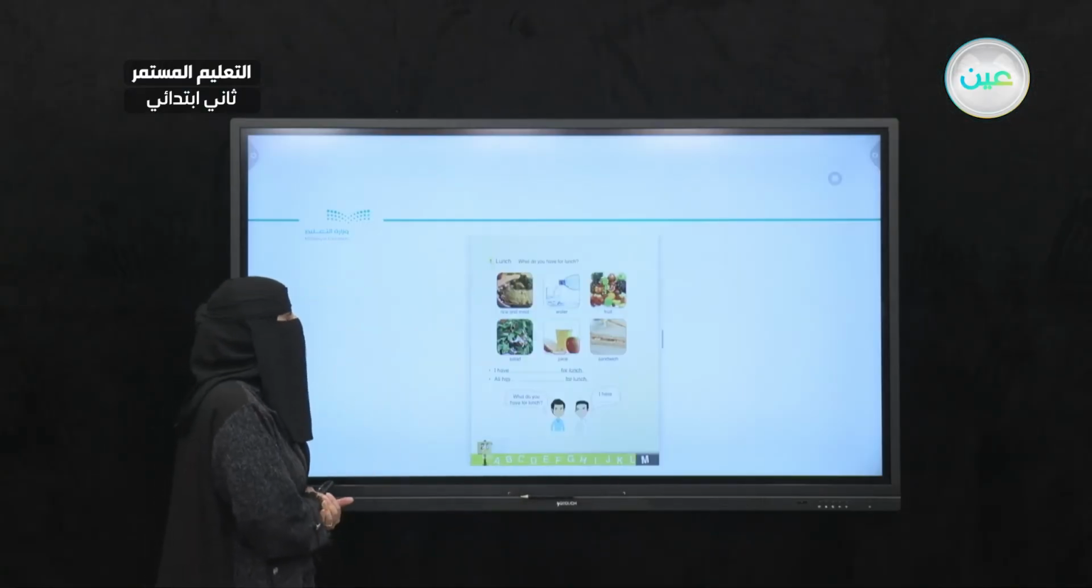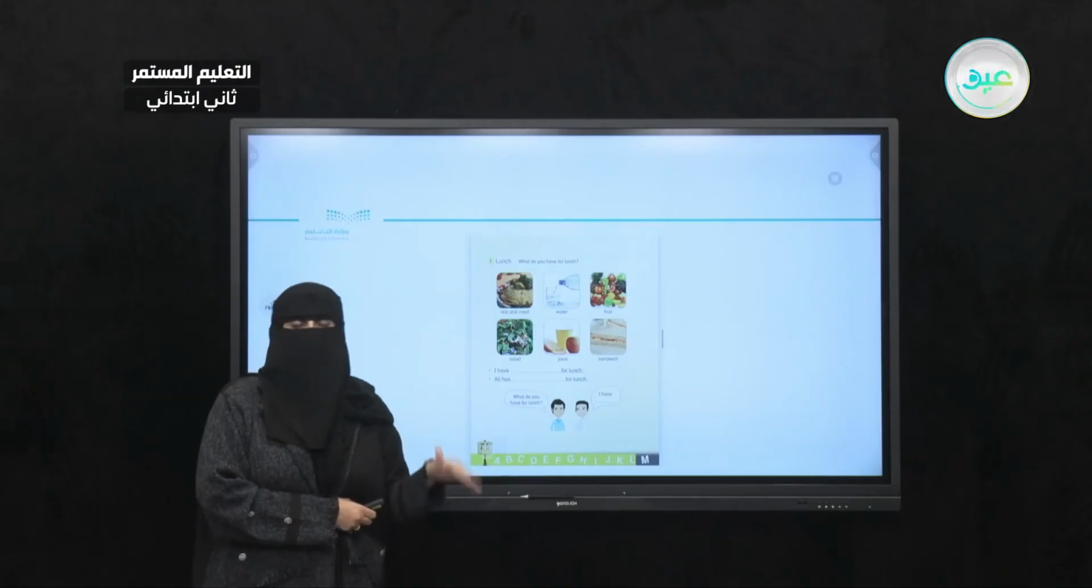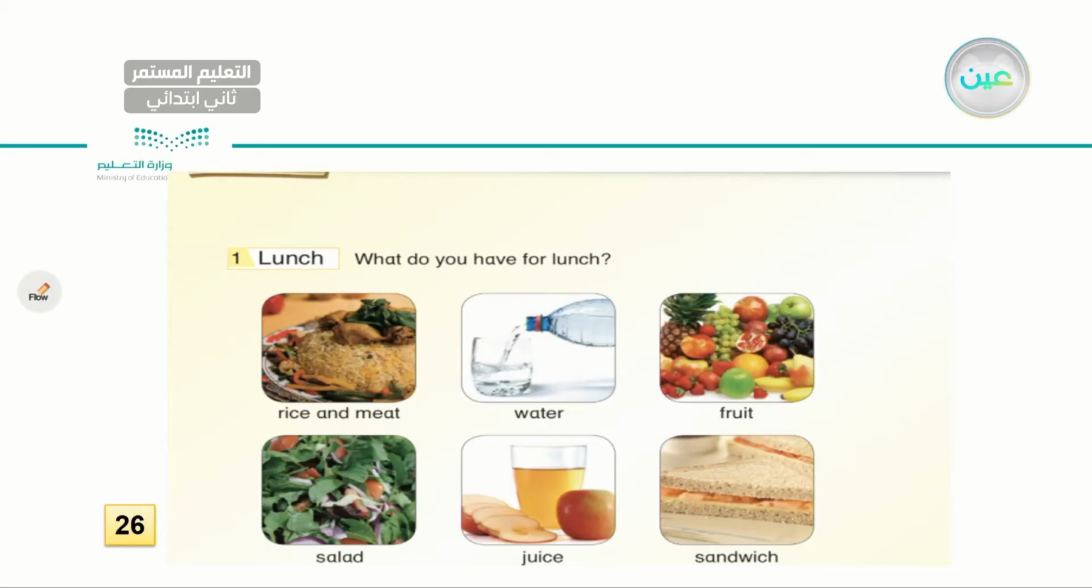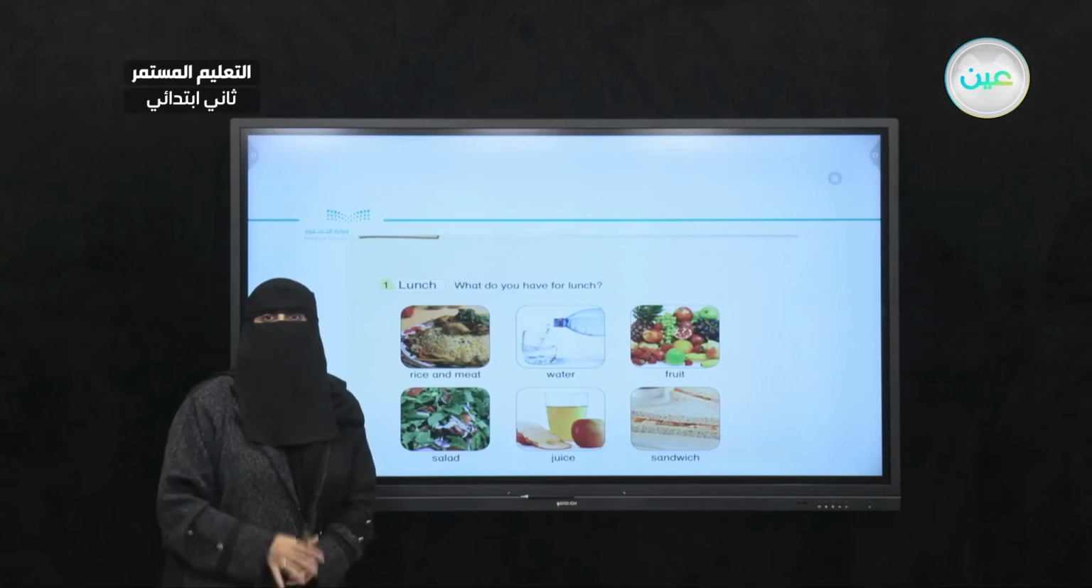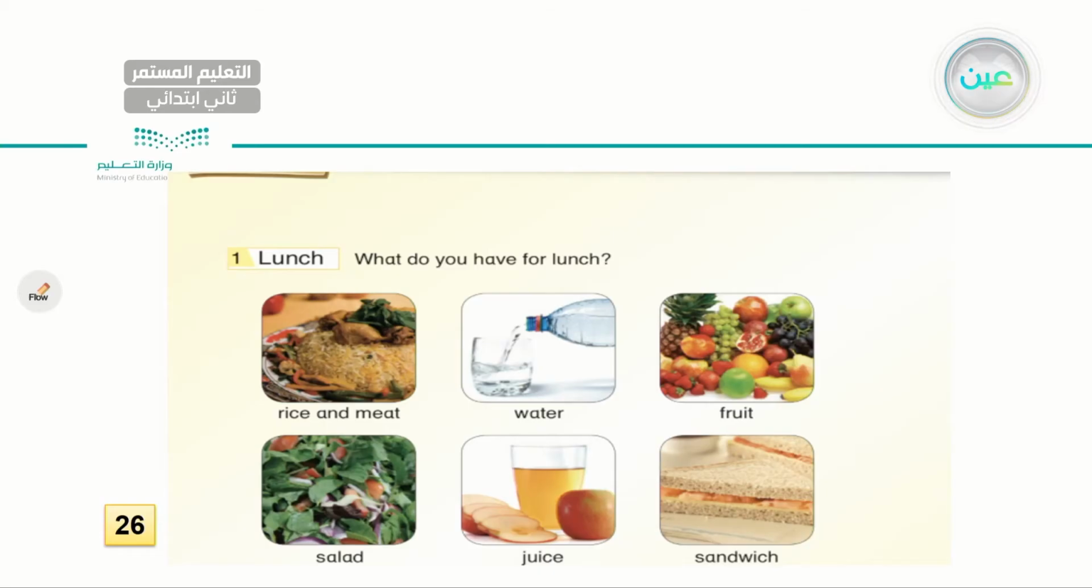Make sure you have your books at page 26. I'll be zooming in for the upper part and then we'll be moving to the lower part. For the upper part here, what do you have for lunch? As you can see, these are perfectly good, healthy options for food we might have for lunch, right? So what do you have for lunch?